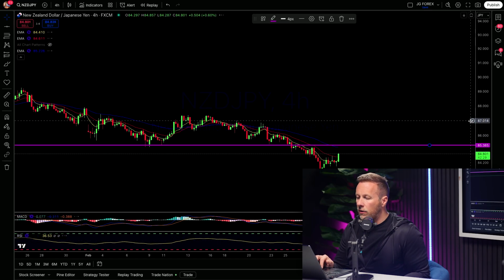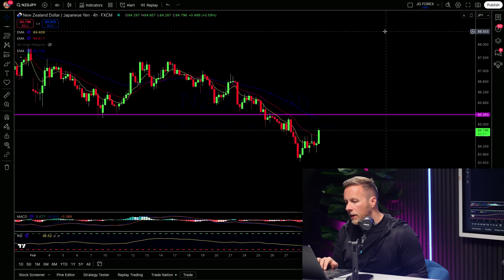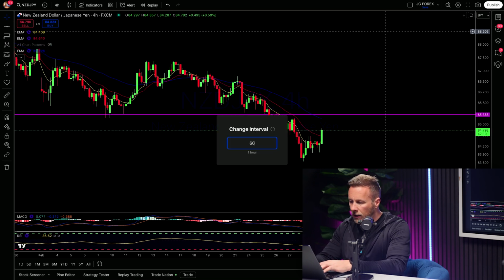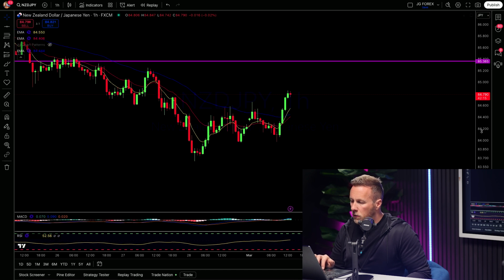So what I'm going to do is drill down to the 4-hour and show you some other ways that you can add confluence to this and start to drill down where your entry point might be. So first things first, I'm just going to drill straight down into the 60-minute time frame, and I can already see that we've got this complex pullback here, right?